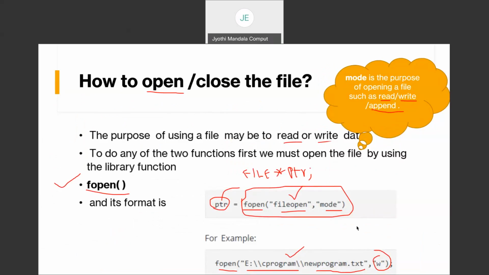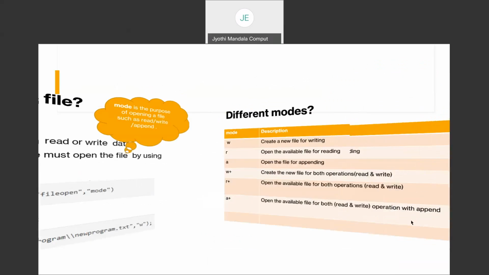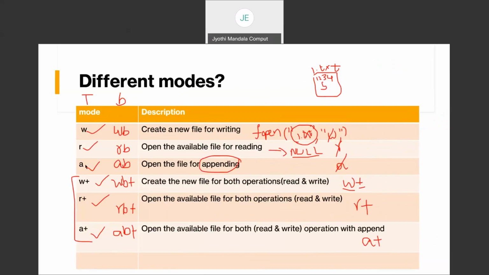If you have any doubts, you can put them in the chat box. Any doubts in this fopen function? Whenever a file is created or not created, before performing read or write operations, we first need to open the file, and while opening it we need to tell in which mode we want to open that file, and that can be done by writing the modes like this.